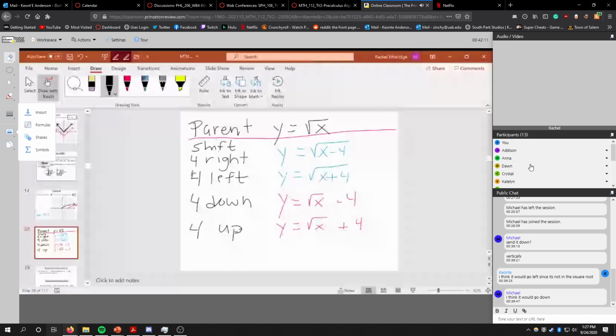So what's the difference? Inside of the square root is going to give you a horizontal shift one way or the other, and it's the opposite direction of what's there. Outside the square root, you see the parent function and then -4. That's when you shift it down, or +4, you shift it up. So I wanted to add another slide and show you the different types of vertical or horizontal shifts and how to tell the difference, because it gets a little confusing when you start putting these all together.